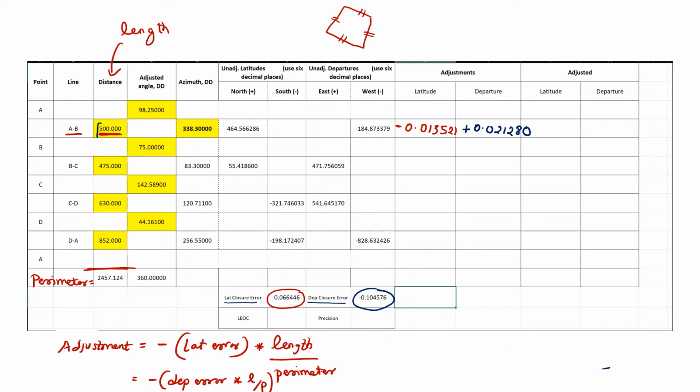So follow the same process. It's similar to the one for the AB. So for BC, my latitude adjustment would be negative of lat close error. So again, 0.066446 times 475, because the length of this line is 475, divided by perimeter, which is 2457.124.